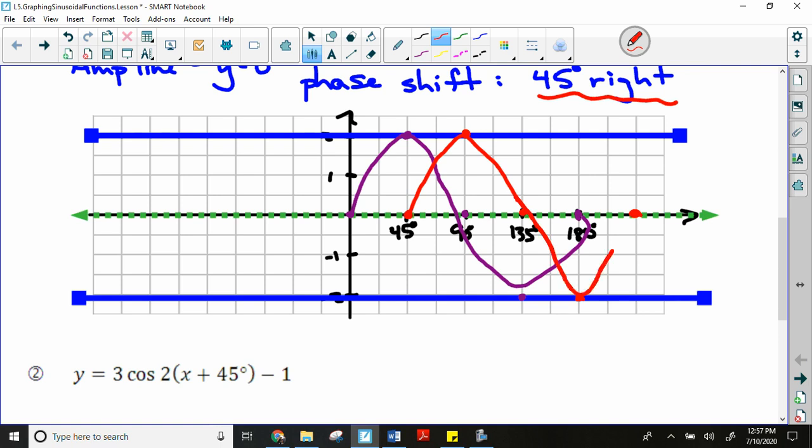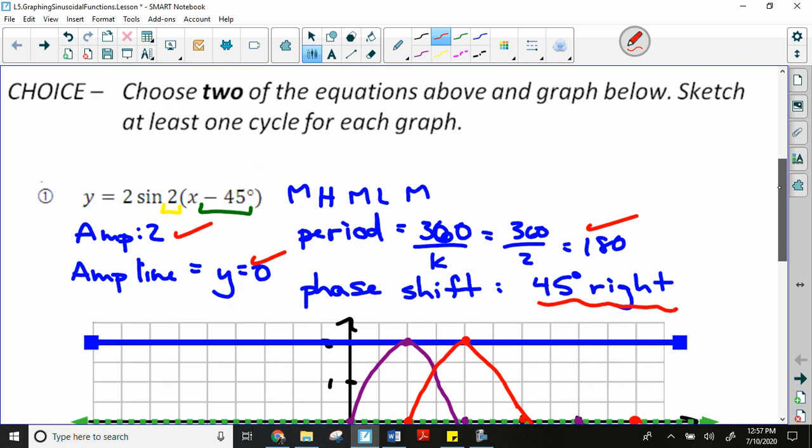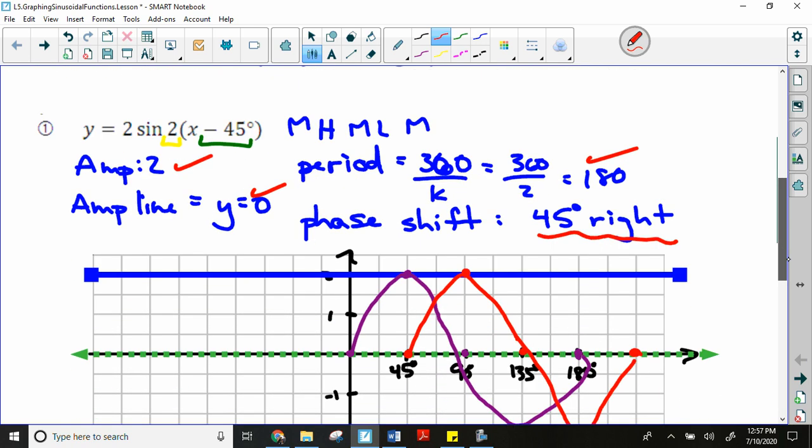Oh, I did it. So this is y equals 2 sine 2x minus 45 degrees. I think that's what the equation was. 2 sine 2x minus 45.